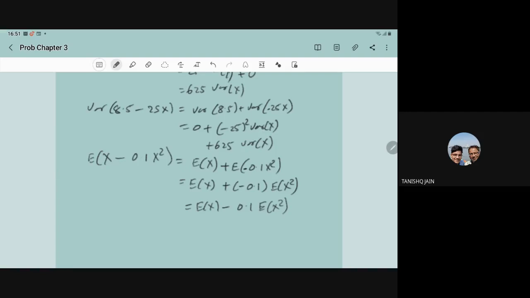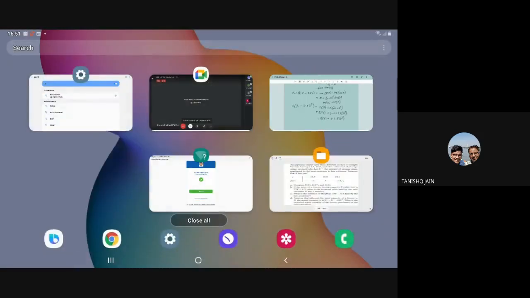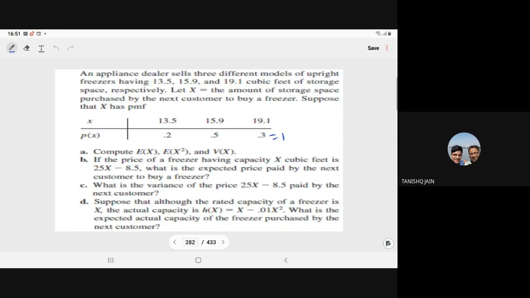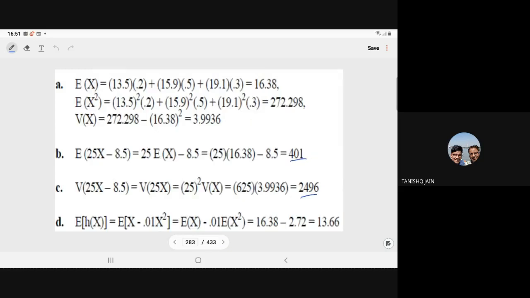So here we have the required answer. The main thing in this question is just to explain the sign, how to handle the sign.